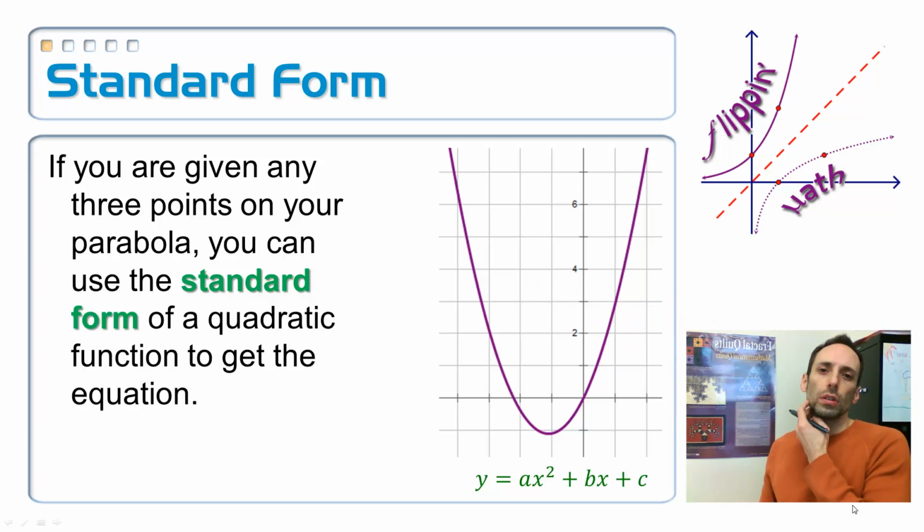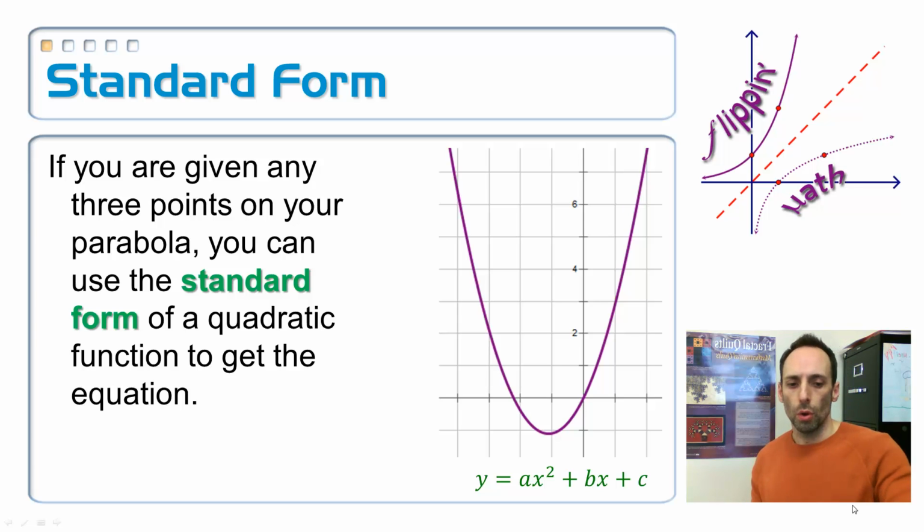Okay, so here's our final form of this. We're going to use standard form if we're given any three random points on our parabola and we're trying to find the equation that goes with it, assuming one of those points is not, say, the vertex point. Okay, so, well, here's my graph.